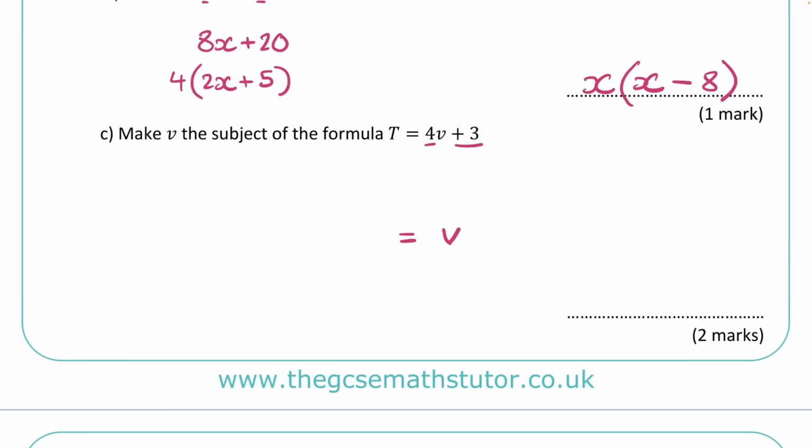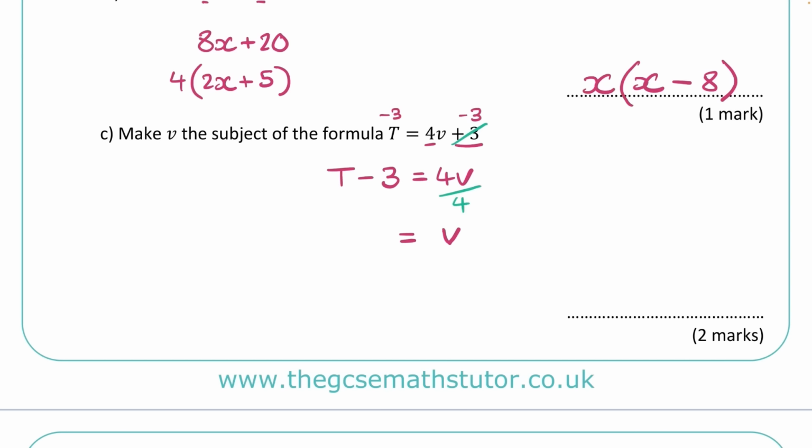Now, I always leave whatever's attached to the letter right to my very last step. So the first thing I need to do is get rid of this 3, doing the inverse. So taking away 3 from both sides, we would have t minus 3 is now only equal to 4v, as when we take away that 3, this 3 just disappears. So now we have one more thing to do, and that's to get rid of this 4, and we do that by dividing by 4.